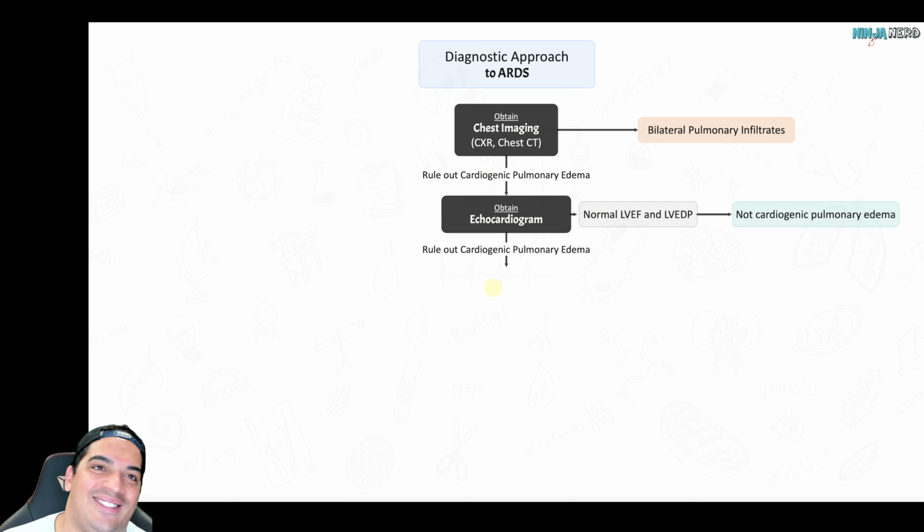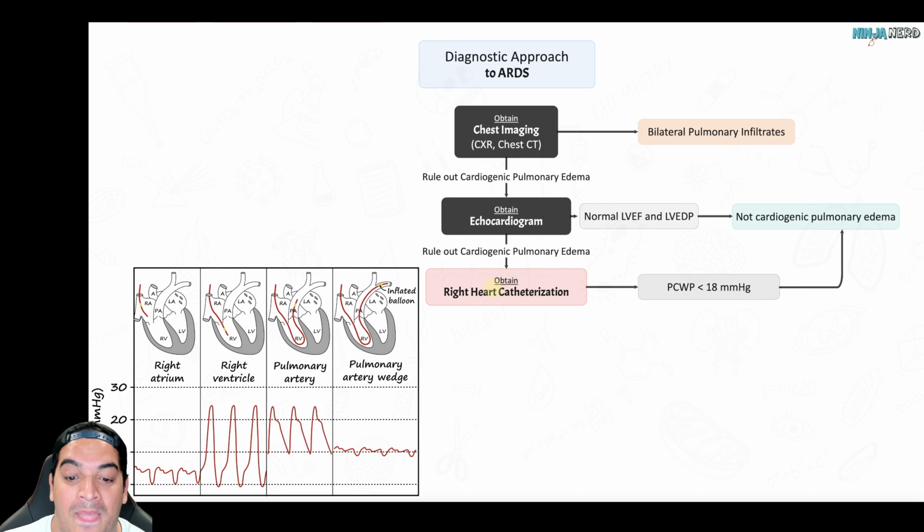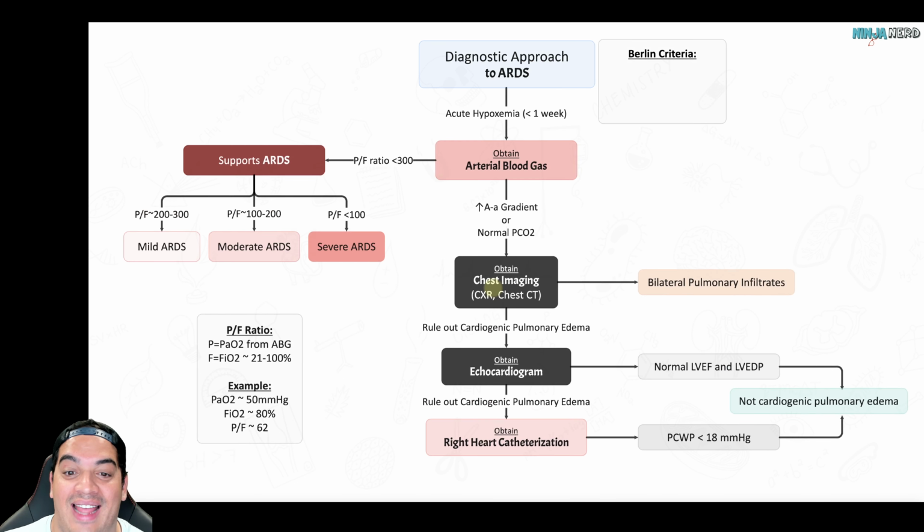But if you think that's still not good enough, then you can go the extreme and most invasive way and do what's called a Swan-Ganz catheter or right heart catheterization. You take a catheter, put it down through the right IJ into the pulmonary vessels, and then you get a pressure off the pulmonary capillaries. If that pulmonary capillary wedge pressure is less than 18, it is again suggestive that it's not cardiogenic pulmonary edema. So this is not from the heart. Therefore, this patient likely has ARDS.